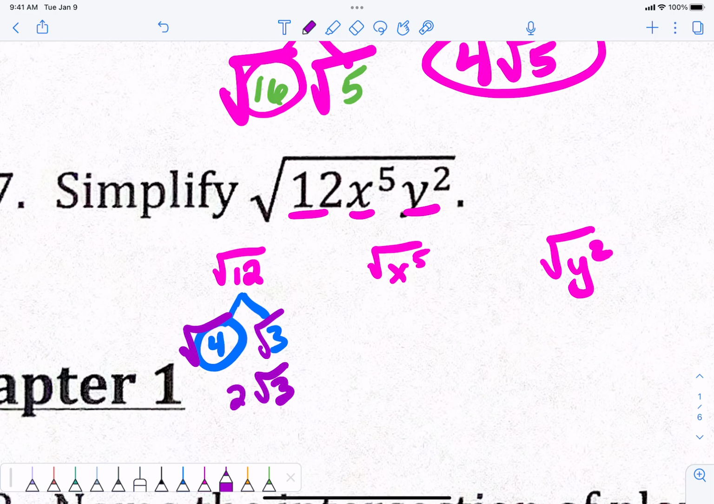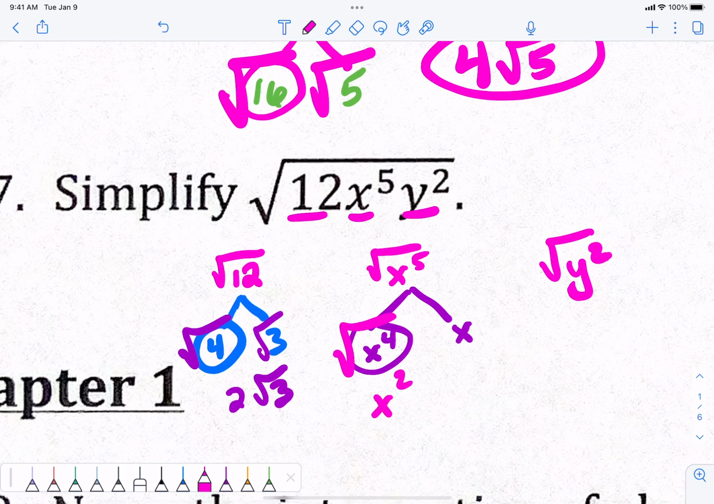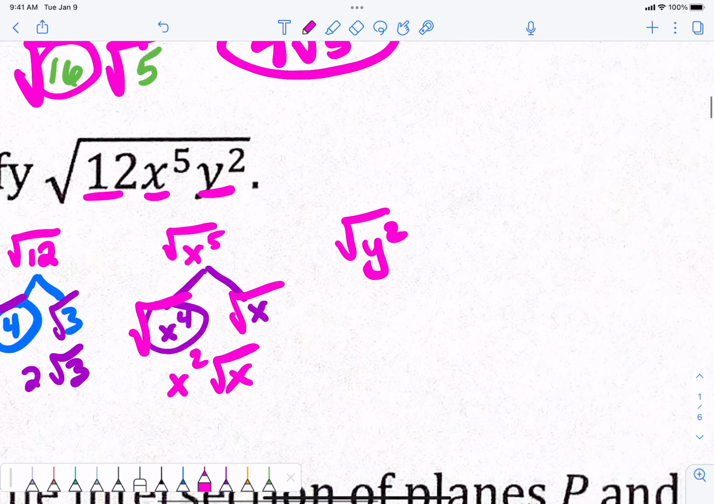Okay, what about x to the 5th? If you break that down, you always hang one off. So this is x to the 4th over here, and x. You always hang off 1, right? And then the square root of x to the 4th is x squared. The square root of x just stays the square root of x. Okay? What about y squared? Broken down into just y. This one you don't have to hang 1 off or do anything because it just comes out as y. There's nothing left inside, right? The square root of y squared is just y.